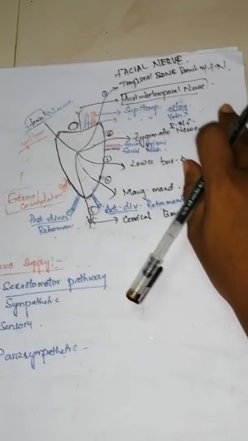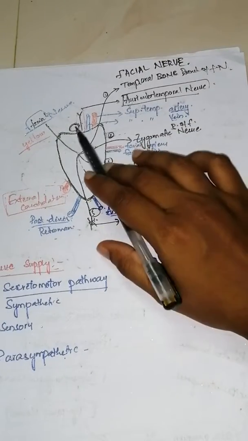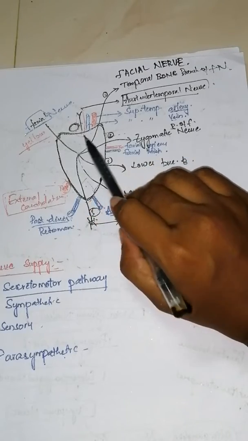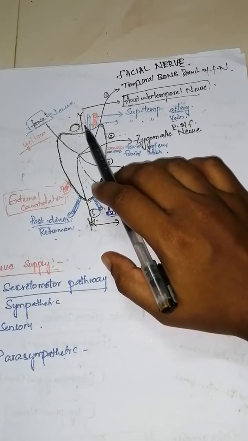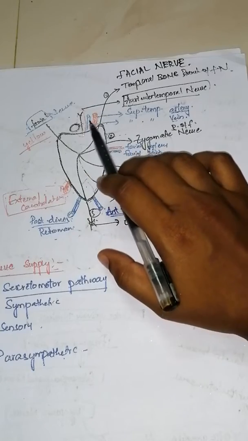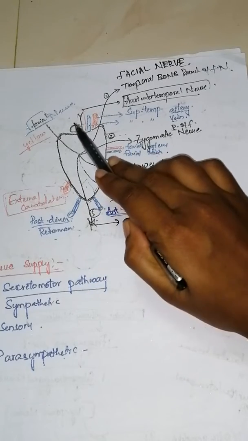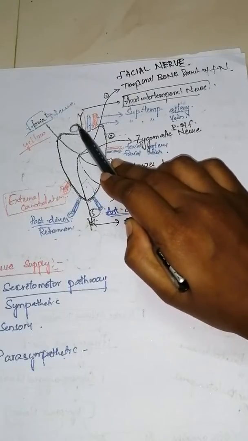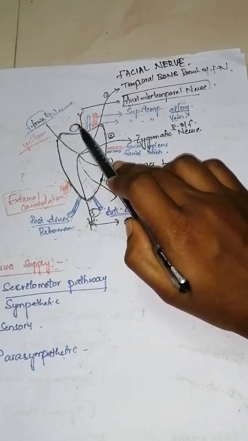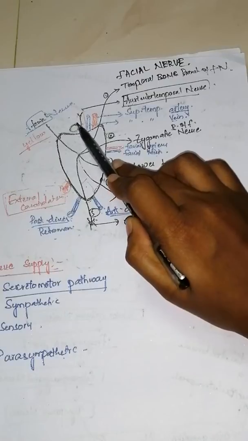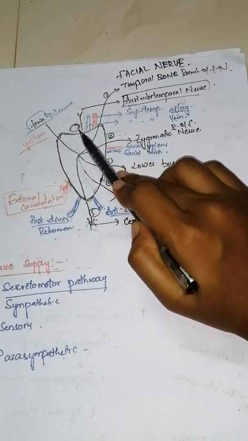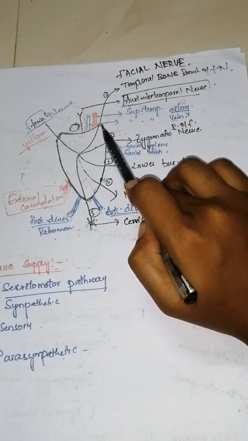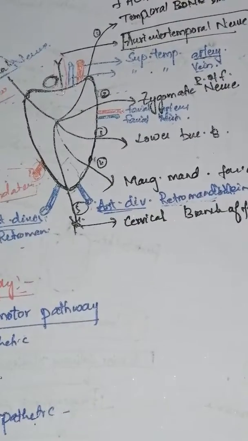Next we are going to discuss the structures which pierce the parotid gland. As I discussed earlier, it is an inverted pyramid in shape, and these are the structures which pierce the parotid gland. This circle which I have drawn here is nothing but the external acoustic meatus. The border present superiorly is the external acoustic meatus, and beside that I have drawn three structures.